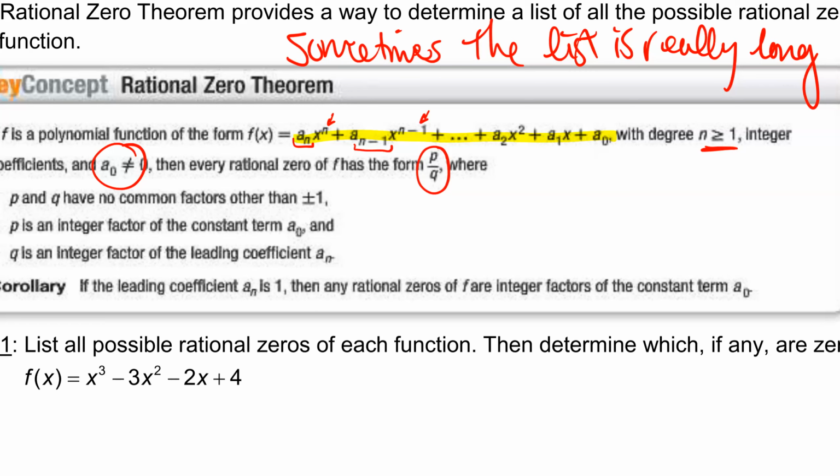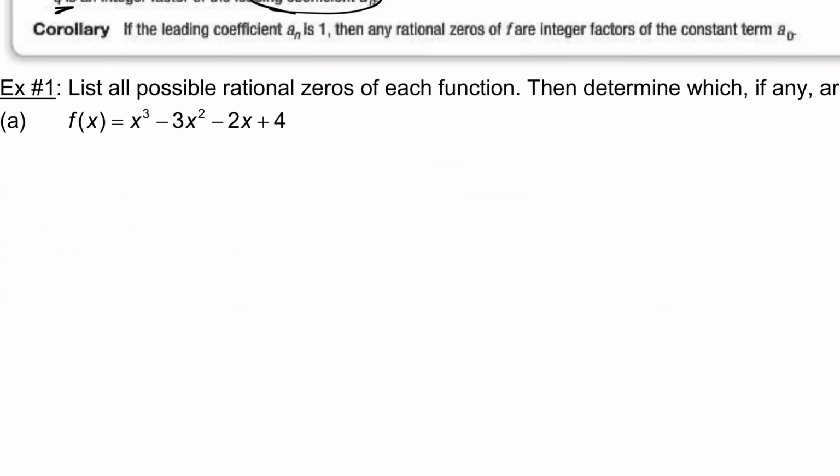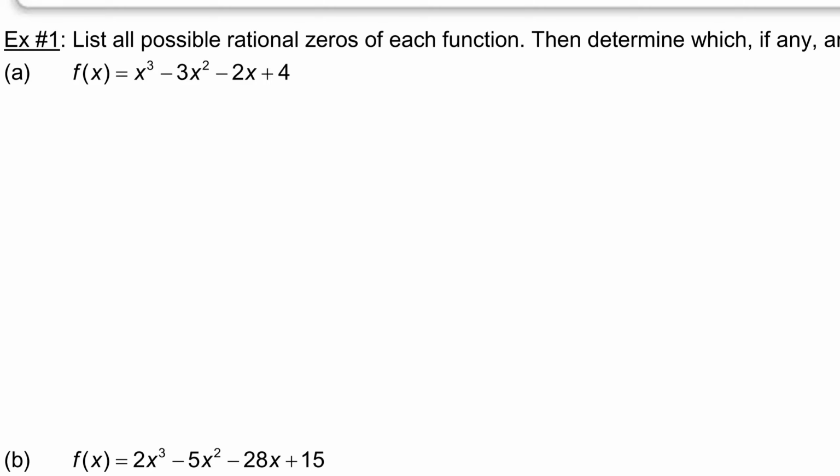Okay. So, P and Q have no common factor other than 1. Well, that makes sense, because if they have a common factor, you can simplify, so it has to be fully simplified. P is the integer factor of the constant term a0, and then Q is the integer factor of the leading coefficient. Cool. So, we'll just come down here and we'll talk about it.